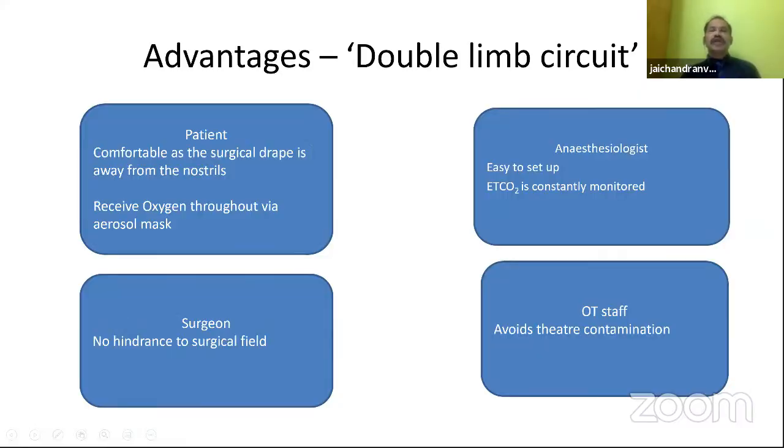Some of the advantages of this so-called double limb circuit are that the patient is quite comfortable as the surgical drape is away from the nostrils. The patient receives oxygen throughout via the aerosol mask, and there is no entrance to the surgical field. For the anesthetist, it is quite easy to set up, and ETCO2 is constantly monitored. For the theater staff, it avoids theater contamination. So I'm trying to use this type of circuit.